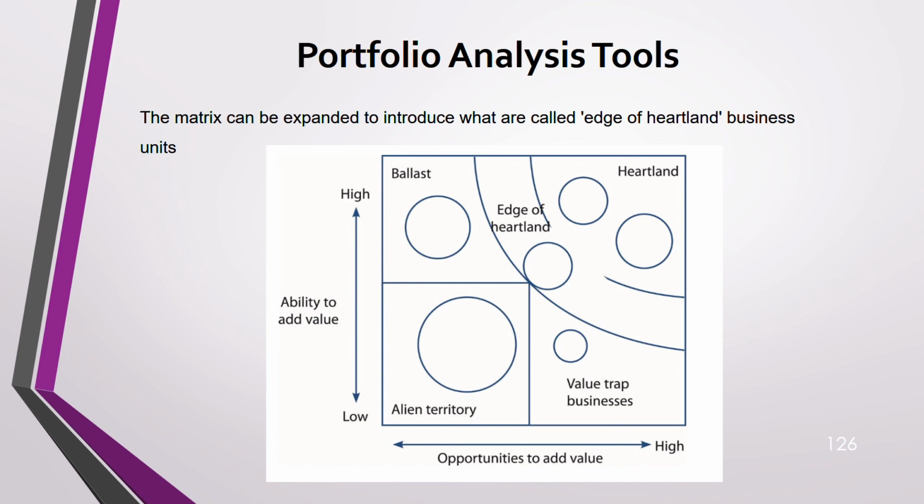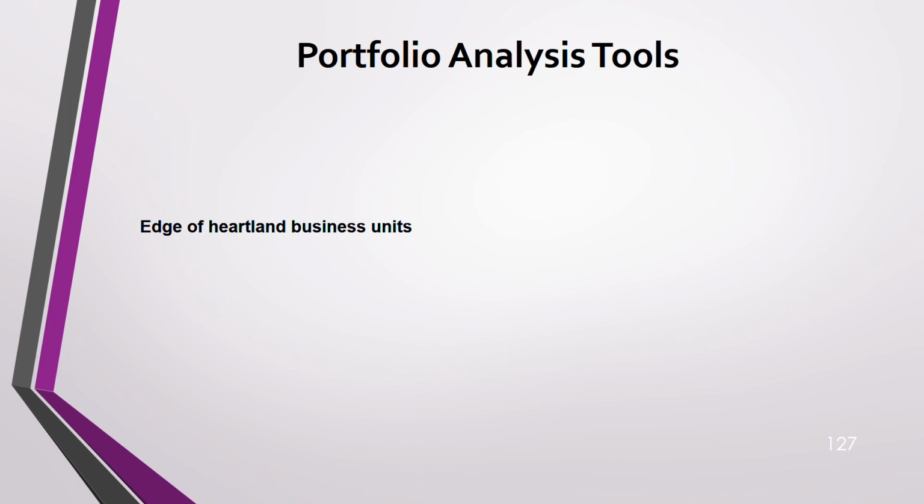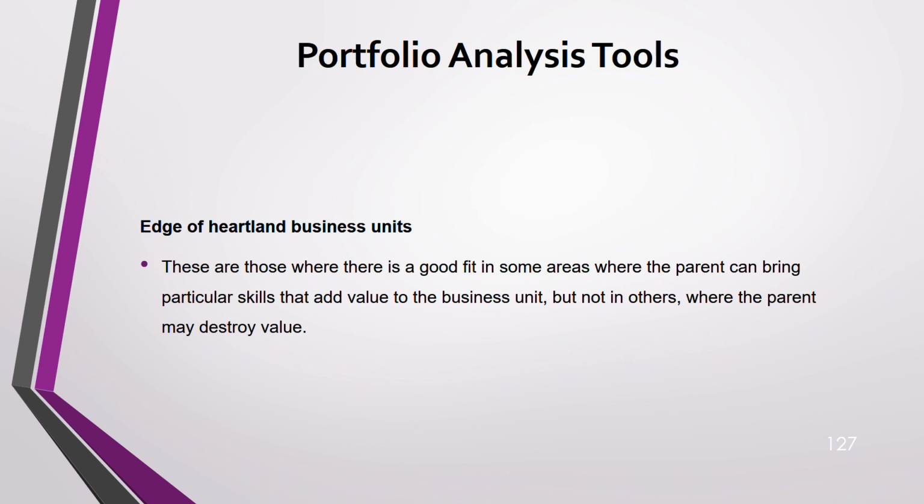So the matrix has expanded and now it has introduced a new term known as edge of heartland business, because you can see an edge in the diagram. The diagram is not so important, but just understand there's an edge. We'll explain what it means. So the edge of heartland business unit: these are those where there's a good fit in some areas, where the parent can bring particular skills that can add value to the business unit, but not in other areas where the parent may destroy value. So partly they are bringing benefit, partly they are destroying the value. That is the edge.